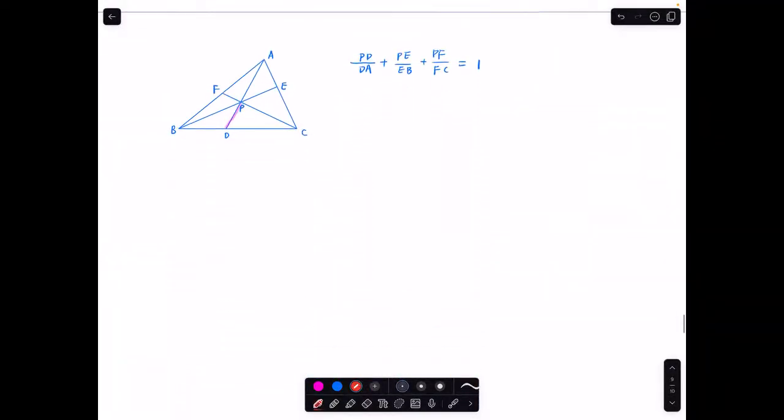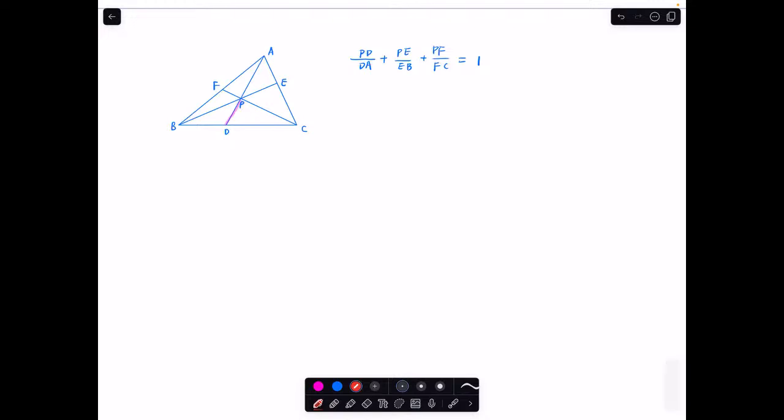Now, here I have ABC, I have P inside here. I'm going to extend AP reaching D, BP reaching E, CP reaching F. I claim that I have this equation here. They add up to 1. How do I prove that? Okay, so here, let's try to prove it.